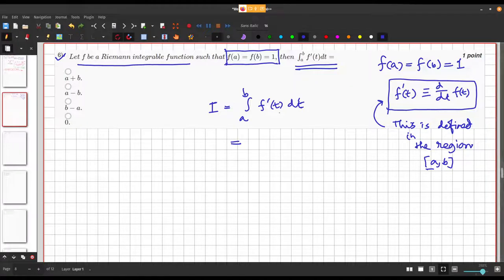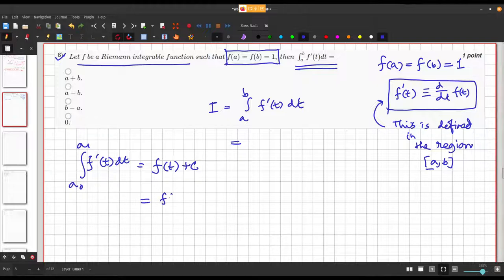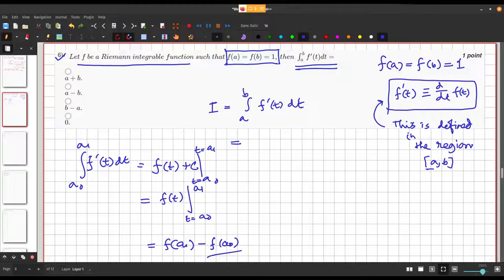So now what will happen if you integrate f prime t dt? If it is an indefinite integral, you will get f(t) plus some constant. Right, and if there are limits, suppose from a0 to a1, the integration will be for t equal to a0 to t equal to a1, so it will basically be f(a1) minus f(a0).